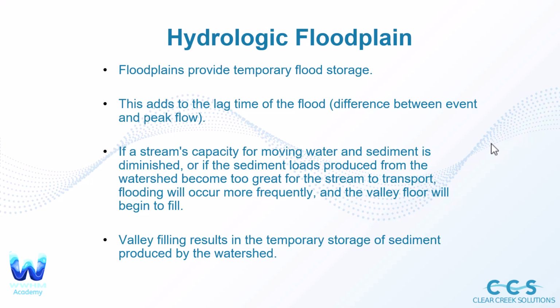If a stream's capacity for moving water and sediment is diminished, or if the sediment loads produced from the watershed become too great for the stream to transport, flooding will occur more frequently and the valley floor will begin to fill. Valley filling results in the temporary storage of sediment produced by the watershed.